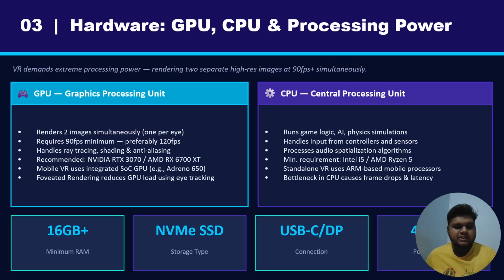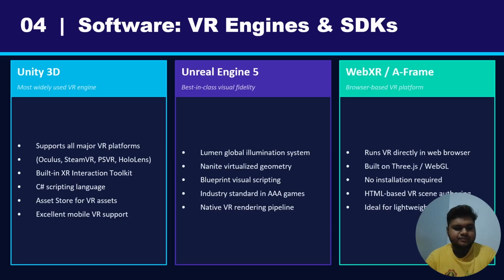VR is a resource hog. Your GPU has to render two high resolution images simultaneously at 90 fps. You are looking at an RTX 3070 or better. The CPU handles the game logic and spatial audio. If there is even a small bottleneck here, you get frame drops, and in VR that means instant headache.